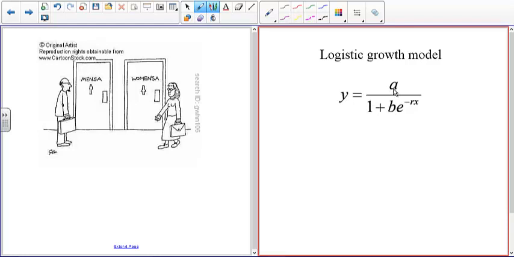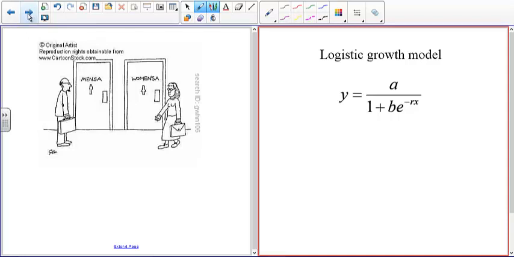But A is a function of what we call the carrying capacity. You know, how many animals can, in the long run, survive in a stable environment. B is dependent upon the initial number of the organisms, and R is just how quickly you reach that long-term equilibrium.